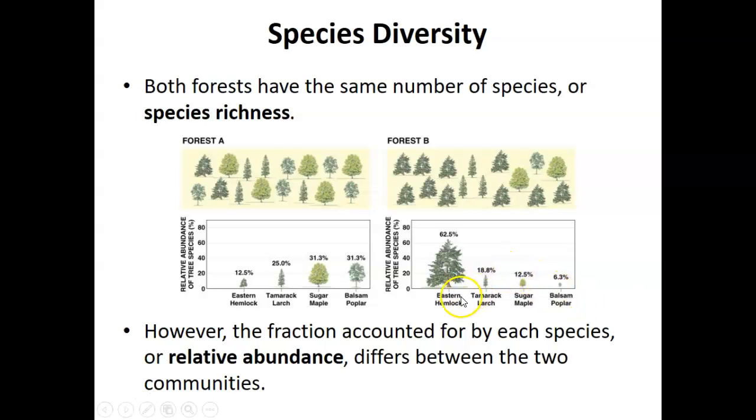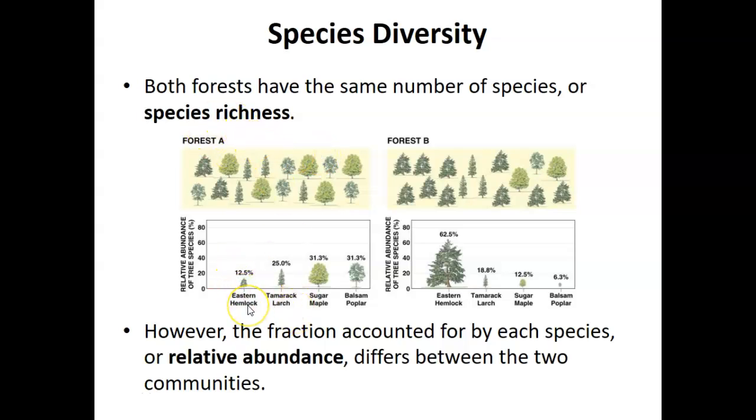Within a community, species diversity is important. The more diverse the species are, the better chance that community will have for survival. In these two figures here, forest A and forest B have the same number of species. The species richness is the same.